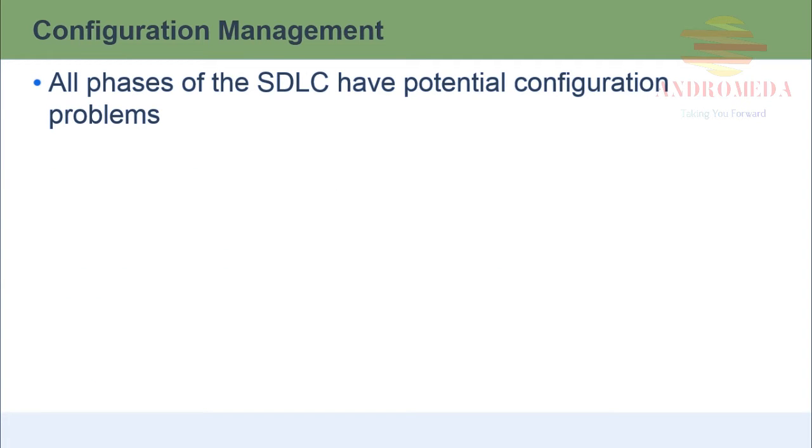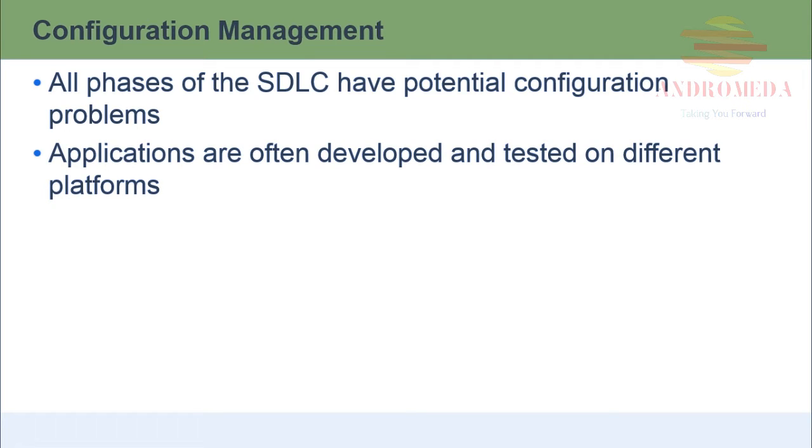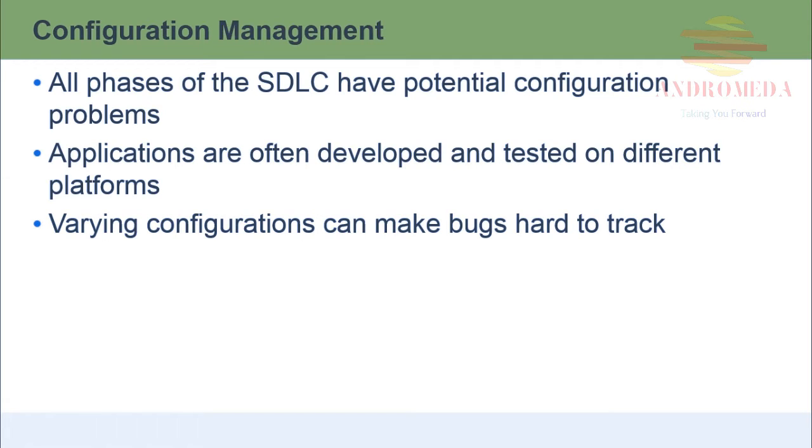All phases of the SDLC have potential configuration problems. Software applications are traditionally passed and propagated through different software environments. Applications are often developed and tested on different platforms. Applications are often written in languages that have many external dependencies. Machine architecture and operating systems may also be different. Varying configuration makes bugs hard to track. Applications can exhibit very different behavior on different machines.